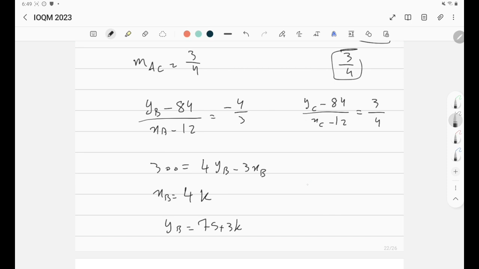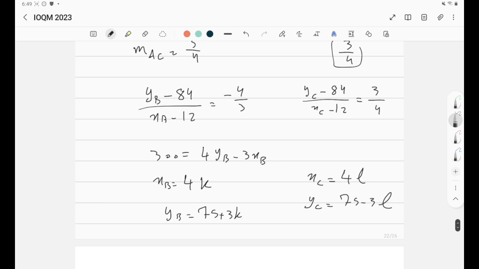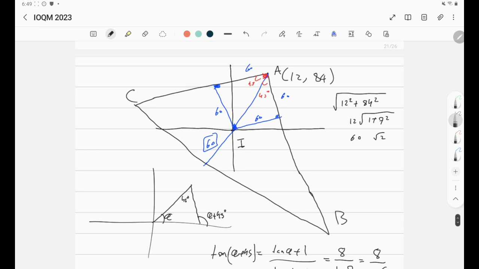Okay, same thing here. If we just set xC to also be 4 times, let's call it L, then yC is going to be 75 minus 3L, and now we just got the coordinates, and this condition is enough to tell us that B and C are both lattice points. Now we just need to handle the condition that this is 60, and in order to do this, we're just going to apply the distance formula.